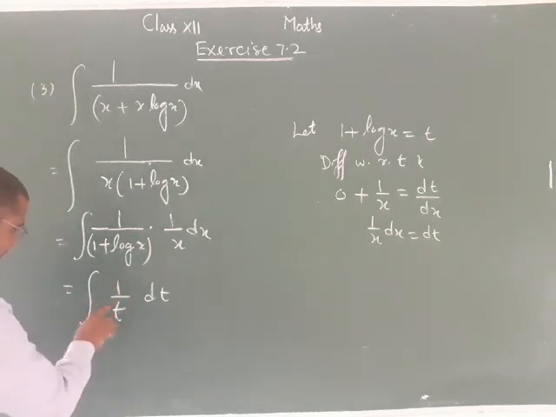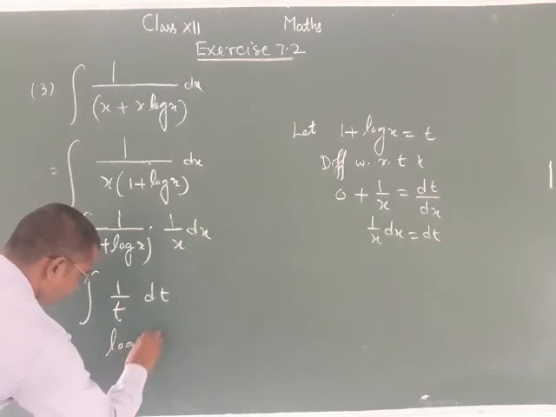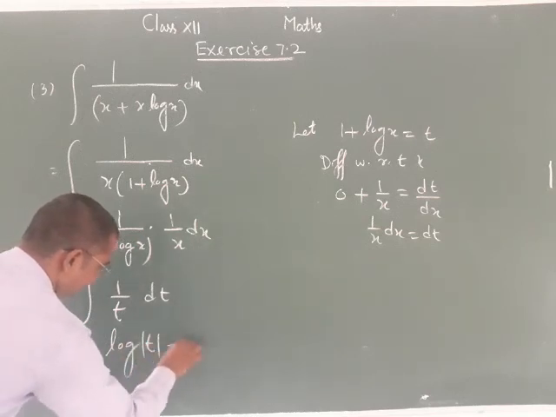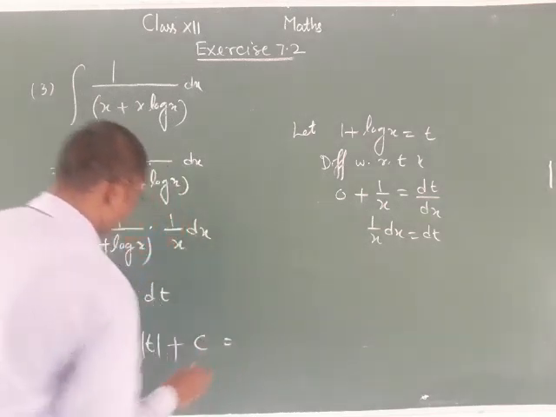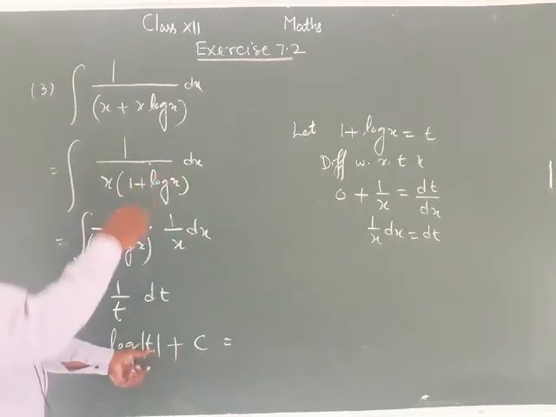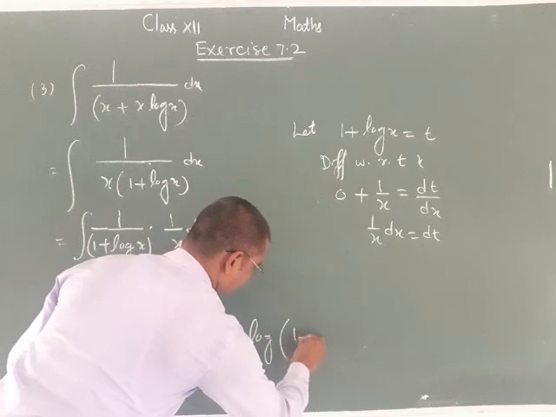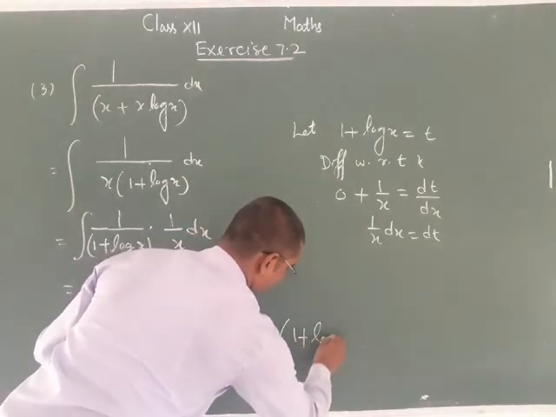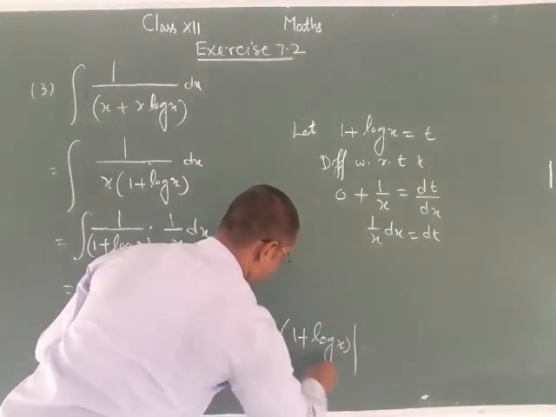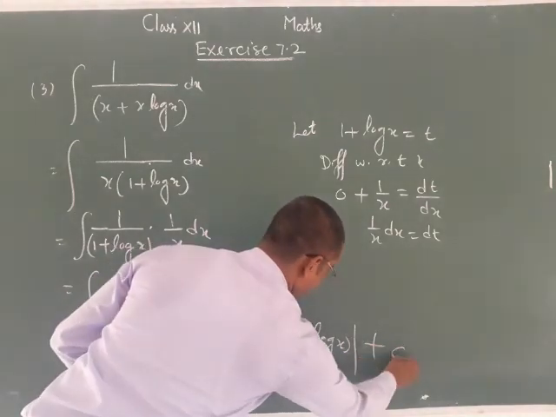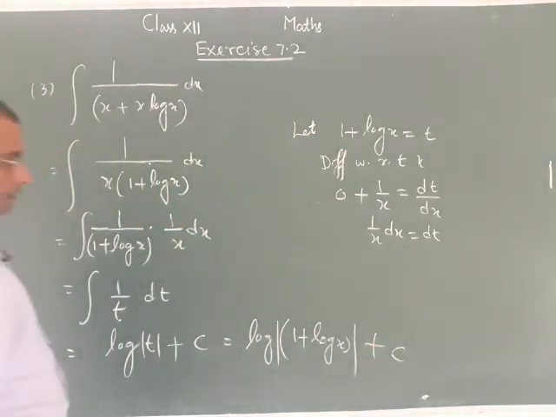So the integral of 1 upon t is equal to log mod of t plus c. Changing the variable back to x, we get log of mod of 1 plus log x plus c. This is the answer.